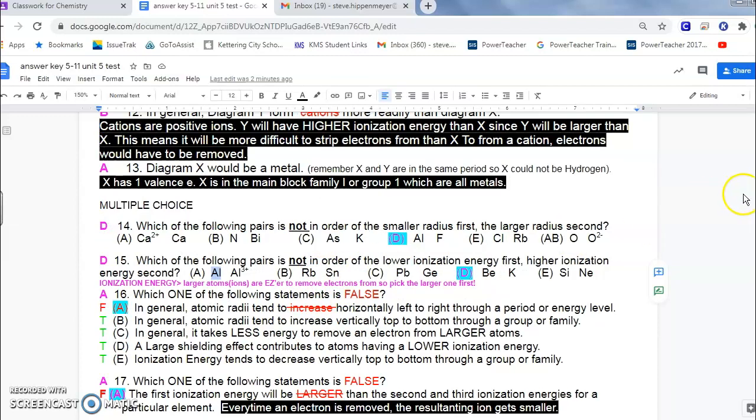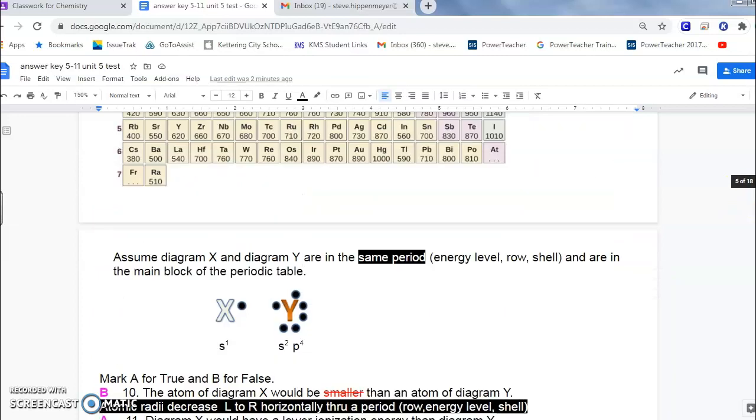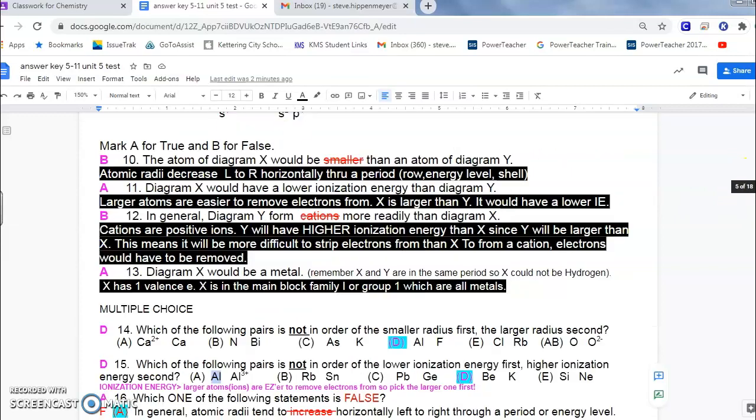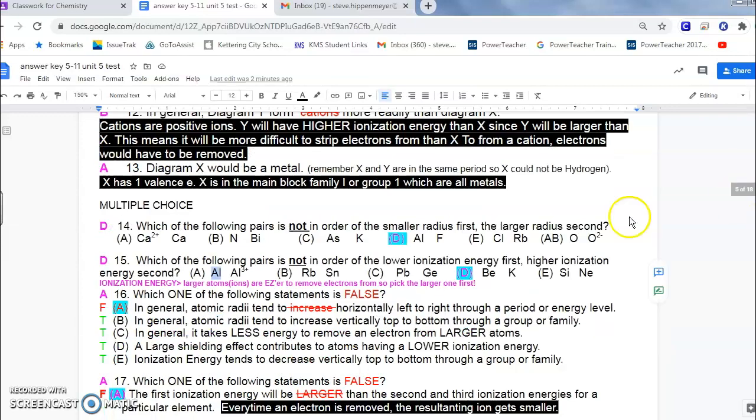Rubidium and tin. Where do we find rubidium and tin? If we look on a given row, here's rubidium and here's tin. As we go left to right, what happens to the size of the atom? Left to right, it gets smaller. So rubidium's bigger, it needs to be first. In fact, its ionization energy is 400. Tin is 700, almost double. So who should be first? Rubidium.